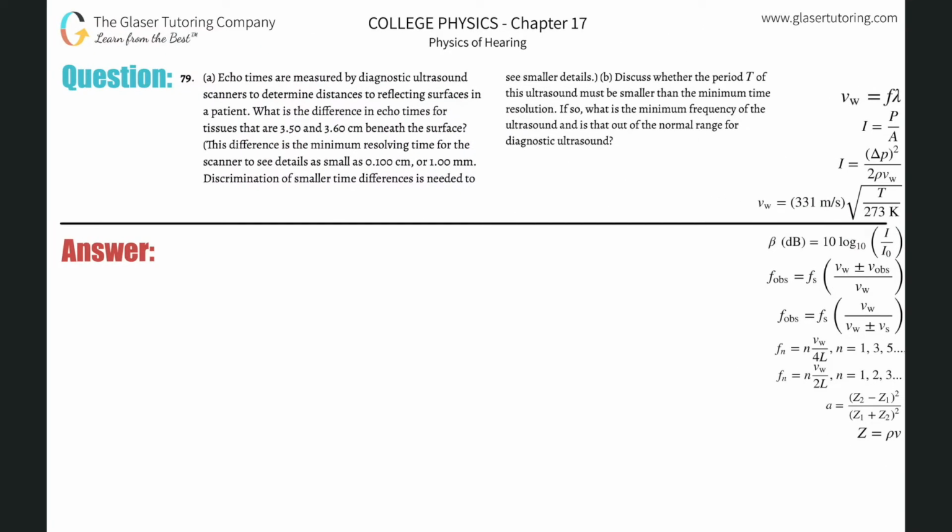Number 79, letter A. Echo times are measured by diagnostic ultrasound scanners to determine distances to reflecting surfaces in a patient. What is the difference in echo times for tissues that are 3.5 and 3.6 centimeters beneath the surface?